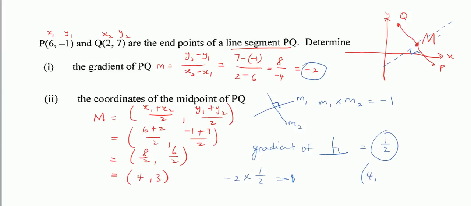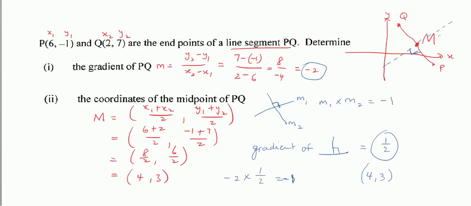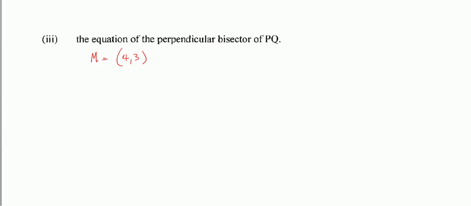So the gradient of the perpendicular bisector is a half, and we know that it passes through the point (4, 3). Let me just go back to this page here. So for the perpendicular bisector, it passes through the point M, which we got as (4, 3). And small m for gradient is a half. We know the equation of a straight line is given by y equals mx plus c. We know m is a half, so y equals a half x plus c.